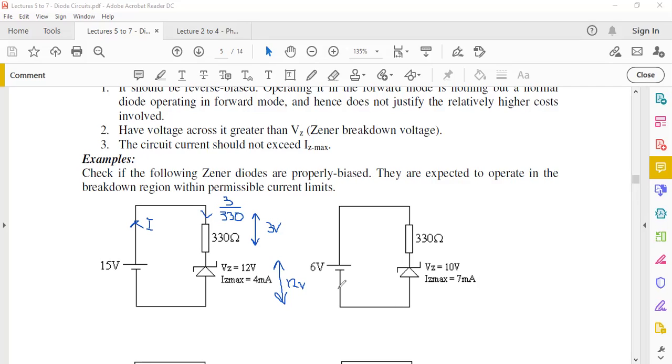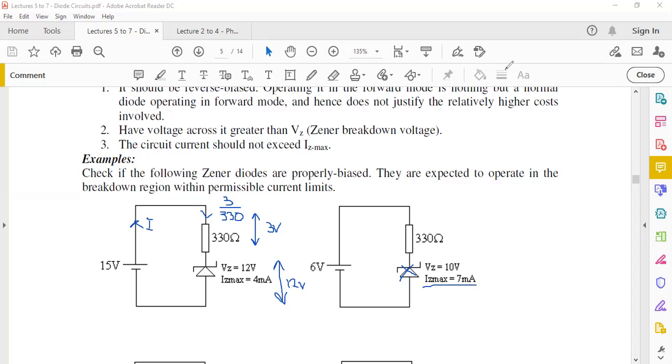In this case, you're applying 6 volts across the diode with 10 volts. So there's no opportunity for this voltage to exceed the 10 volts. Basically, this diode would always be in reverse bias mode, not in breakdown. So this circuit, I would say, is improperly biased, because you are not operating your diode in the breakdown region. It will be just reverse bias where you have the flat region. So this would be cut off and no current will flow. As you can see, it's not a very useful circuit. There's no check to do for IZ max here because no current actually flows.